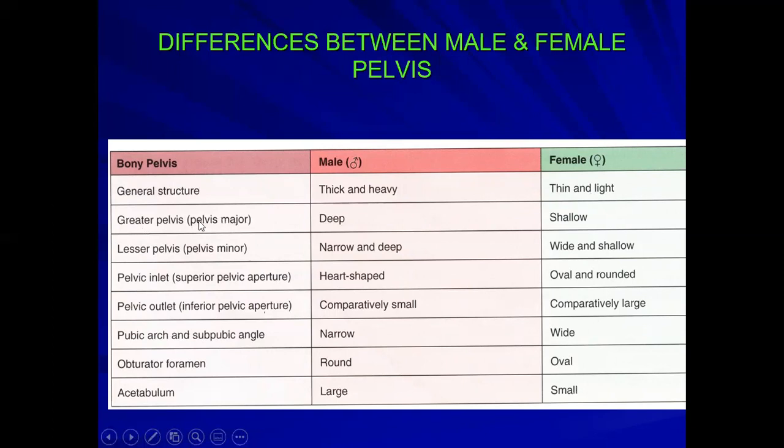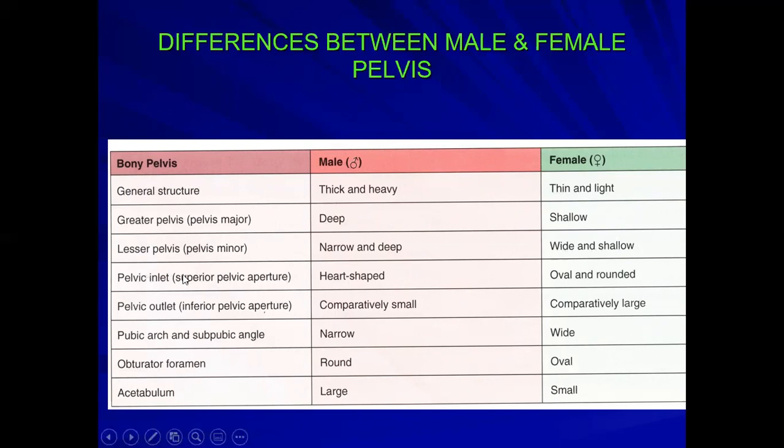And then the greater pelvis, or the pelvis major, is usually deep in male, but for the female it is shallow. The lesser pelvis, or minor pelvis, is narrow and very deep in male, but for female it is wide and shallow. Being shallow is very important because the female pelvis has a function as the birth canal. It should be shallow, not deep like the male, and also wide, to allow the baby to pass through the birth canal.